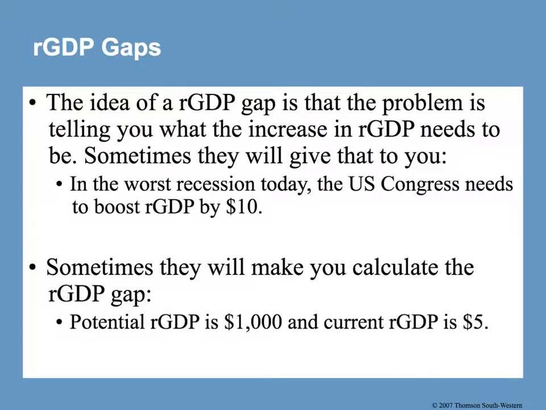One last note on real GDP gaps. Sometimes they just leave them as GDP gaps. So the idea is that the problem is telling you what to increase real GDP by or what it needs to be. Sometimes they'll give it to you like this: in the worst recession today, the U.S. Congress needs to boost real GDP by $10. So they give you the GDP gap in that case. Sometimes they'll make you calculate it. So the potential GDP is 1,000, so that's the LRAS, that's where we want to be. And current GDP is $5, so we're going to need to close the recessionary gap of $995 using the multiplier, whichever one they ask you for.